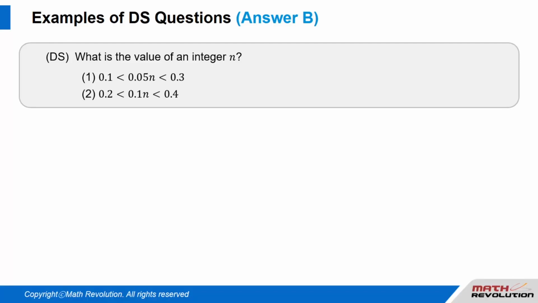Here are some examples of DS questions with B as an answer. DS. What is the value of an integer n? Condition 1. 1 is less than 0.5 times n is less than 3. Condition 2. 2 is less than 0.1 times n is less than 4.